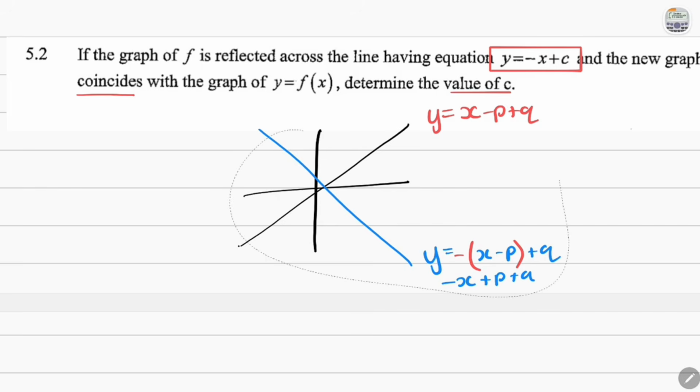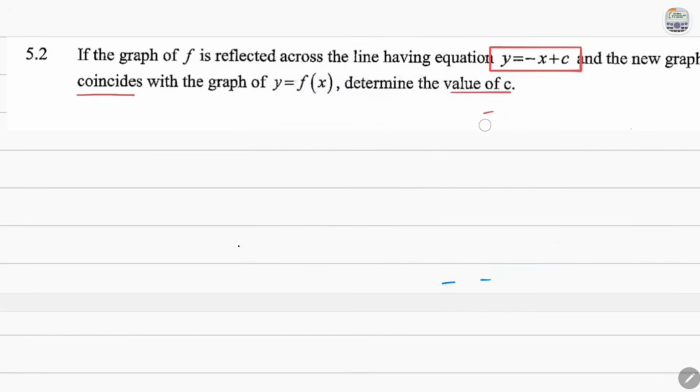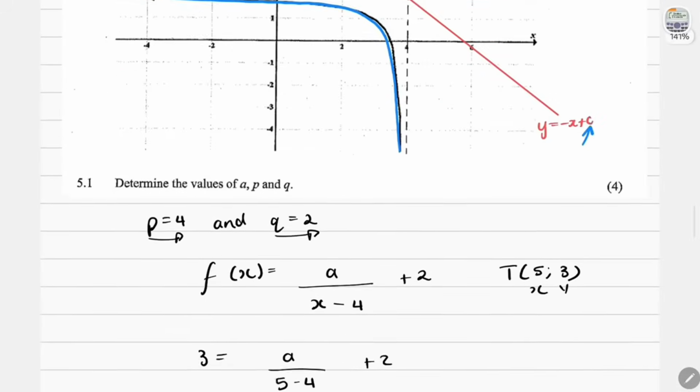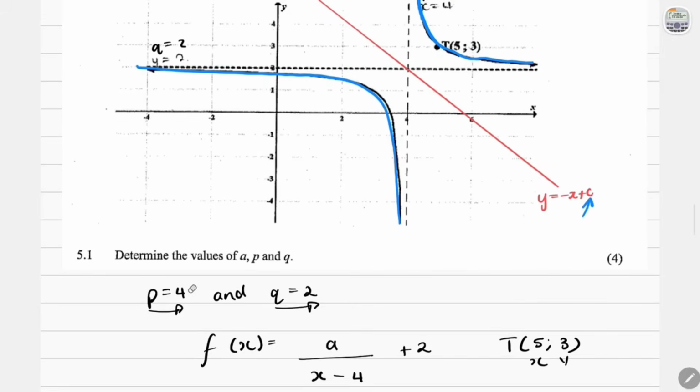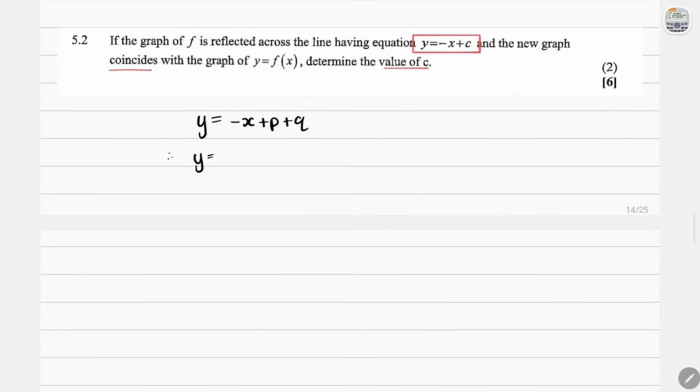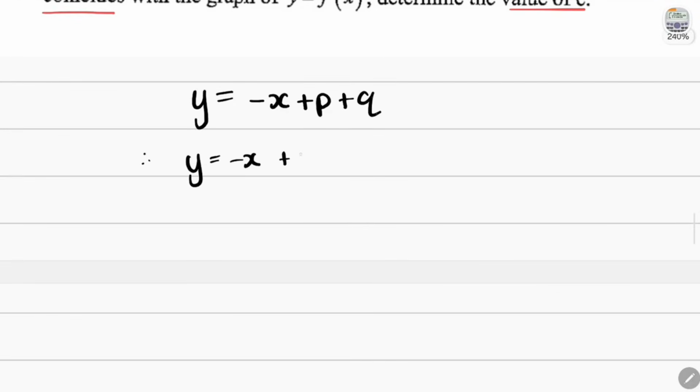It's the one with a negative gradient because you can see they gave us an equation with a negative gradient, y equals negative x plus c. So our equation of the axis of symmetry is y equals negative x plus p plus q. And that's all you needed to remember. And then we'll fill in p and q. We know that p, we found that to be 4 and q is 2. So it's just y equals negative x plus 4 plus 2. Therefore, y equals negative x plus 6.